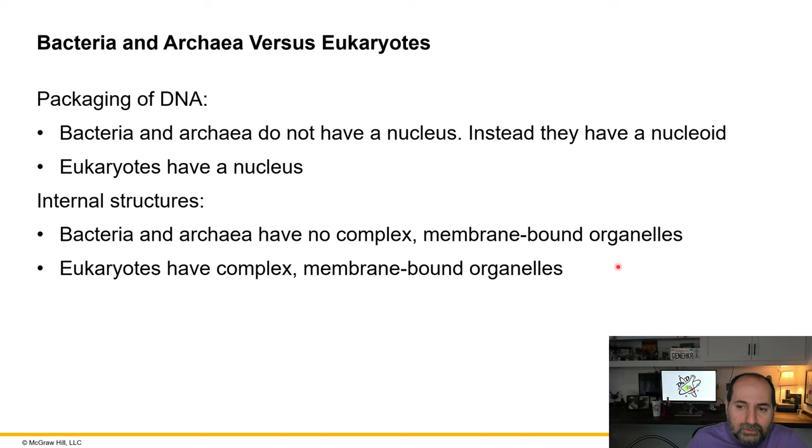Membrane-bound organelles include the main one, the nucleus, but also the mitochondria, the chloroplasts, the Golgi apparatus, the endoplasmic reticulum, and vacuoles. All of these are membrane-bound organelles, and bacteria and archaea lack these structures. They do have chromosomes, though. Bacteria and archaea typically have one circularized chromosome. But that DNA is floating around in the cytoplasm as a structure known as the nucleoid.